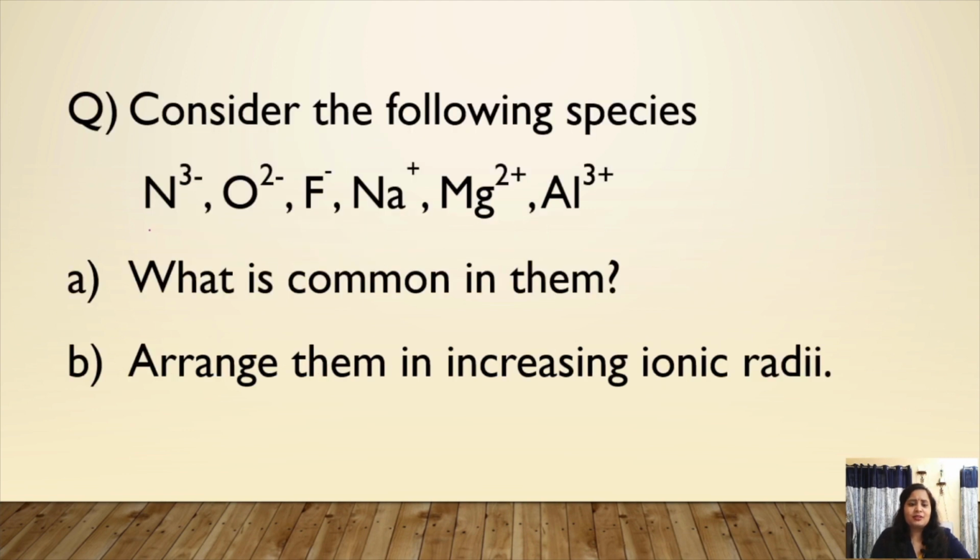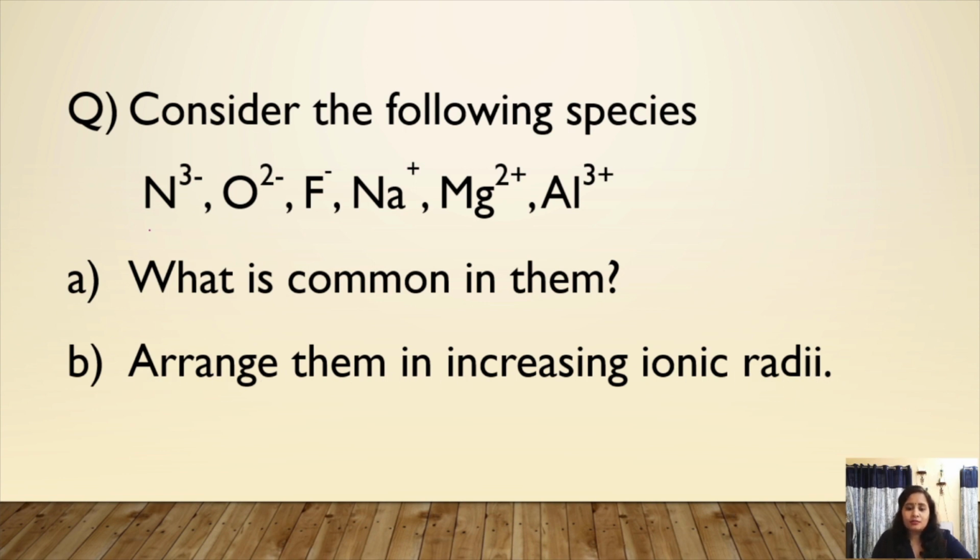From this chapter, the most commonly asked question is, consider the following species: nitrogen 3-, oxygen 2-, fluorine 1-, sodium plus, magnesium 2+, and aluminium 3+. Now, the first question is, what is common in them? And the second question is, arrange them in increasing ionic radii.